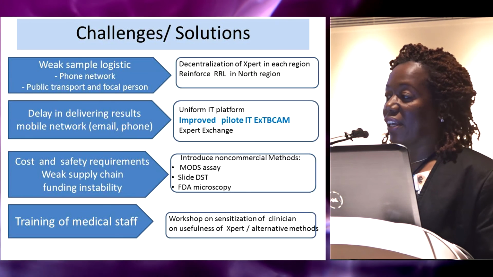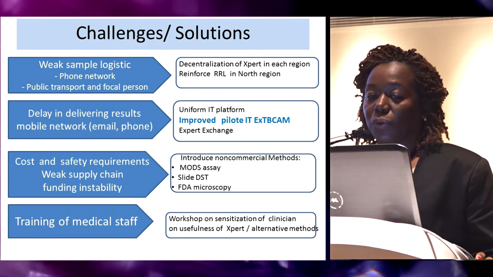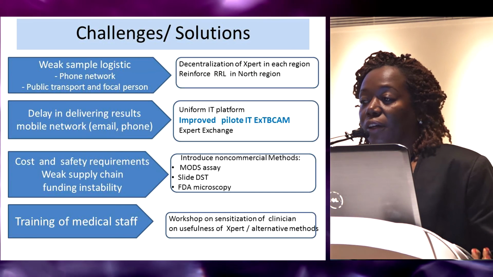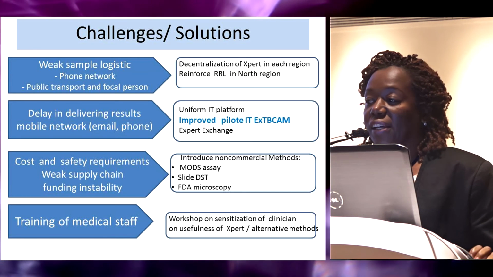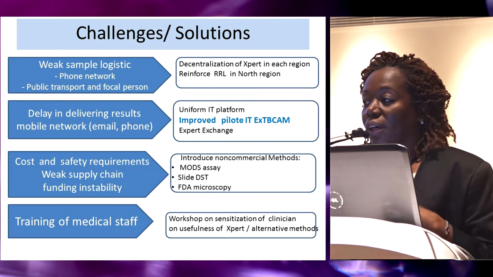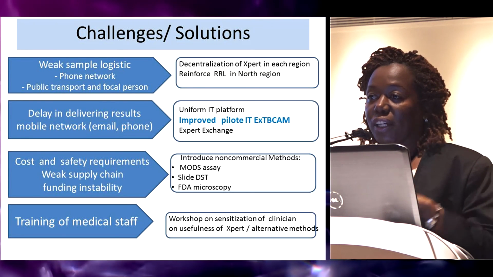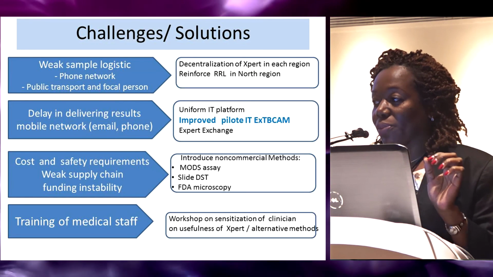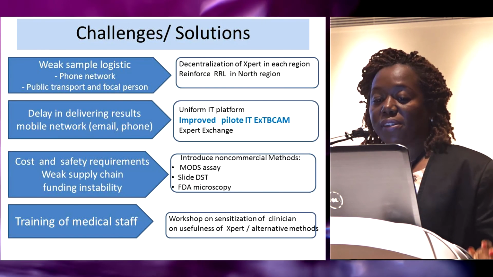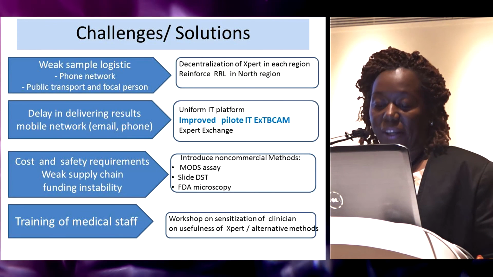The first challenge, as already mentioned, is the weak sample transfer. We really face challenges for sample transfer. The National TB Program has organized a kind of courier system through public transport, and has appointed a local person at each level so that we avoid the transport of the patient and only send samples. And there is also a phone network to advise when the samples are sent.